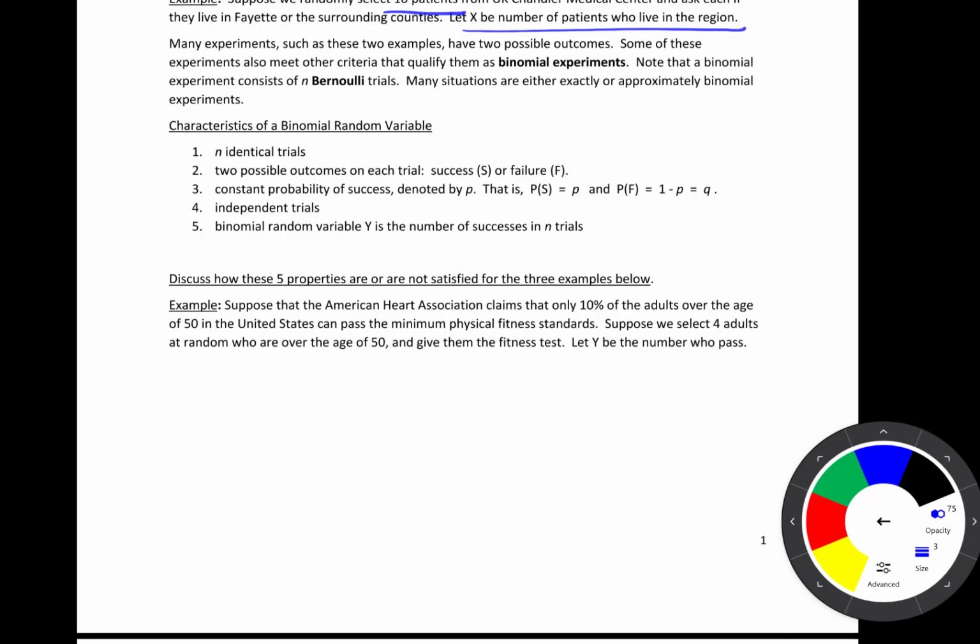So let's talk about what the characteristics of a binomial random variable are. There's 5 characteristics that we need to meet. We need to have n identical trials. And each of those trials can only have 2 outcomes, and generically, we denote them as success and failure. For each of those trials, we need the probability of success to be the same. So for every single trial, the probability of success remains the same. We need those trials to be independent of one another. And we need the random variable that we're interested in to be the number of successes.